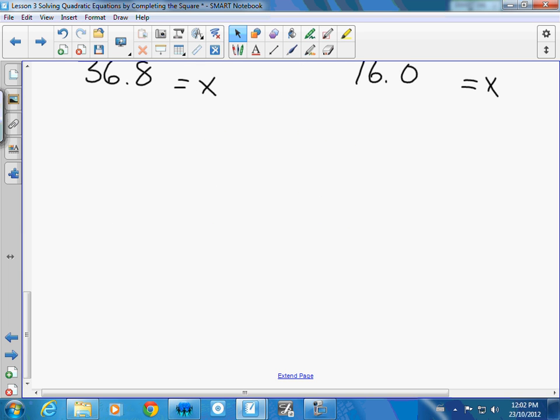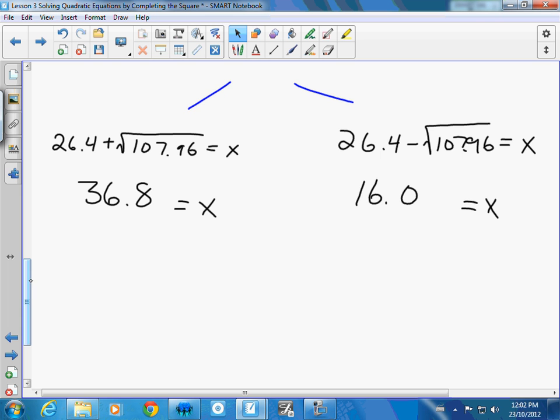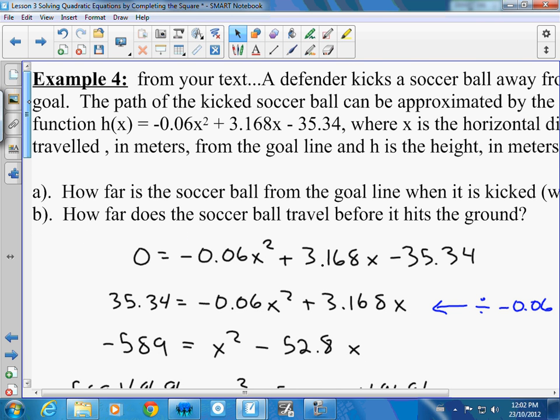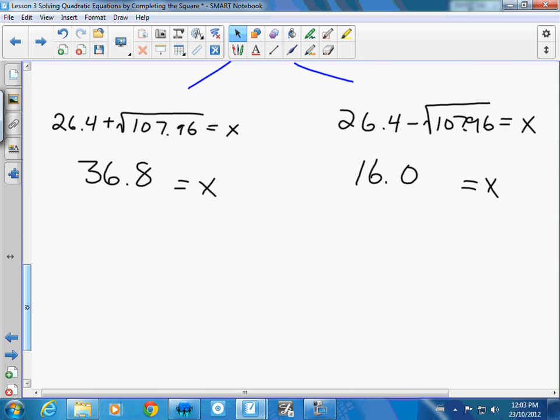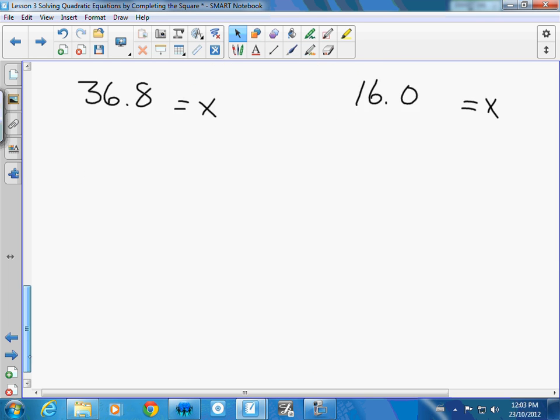Okay, now, what does this actually mean? I'll scroll down a sec. Look at the original question. It said the defender kicks the soccer ball away from the goal. Now, normally you would assume that the goal line is 0. But how far away from the goal was she before she kicked the ball? 16. The ball went through the air and landed where? 36.8. Because those are zeros, aren't they? Aren't they the solution?